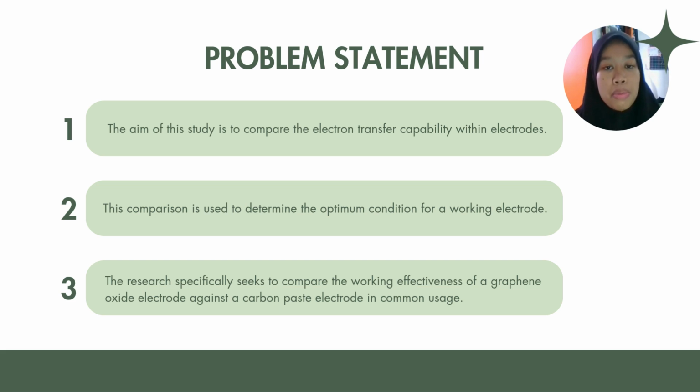This is the problem statement of the study. The aim of the study is to compare the electron transfer capability within the electrodes. This comparison is used to determine the optimum condition for our working electrodes. And the last problem statement is that the research specifically seeks to compare the working electrode effectiveness of a graphene oxide electrode against a carbon paste electrode in common usage.